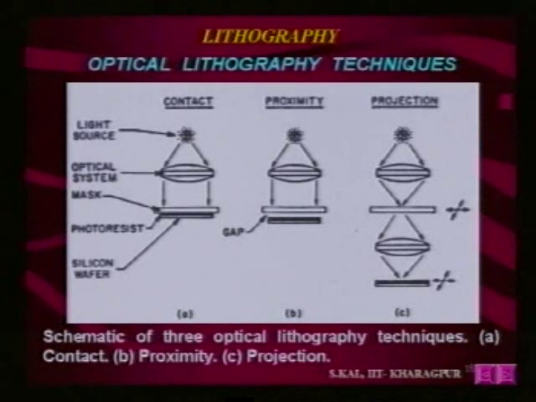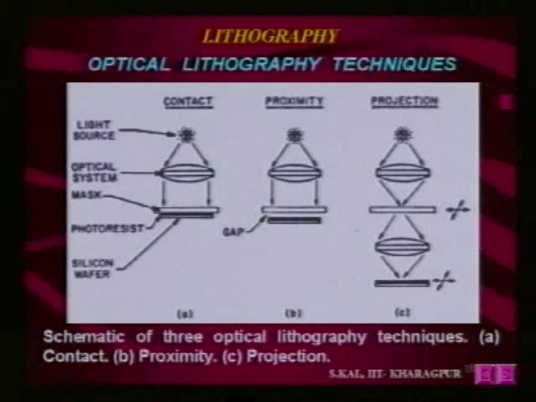All these techniques are available in different mask aligner machines. And a mask aligner machine, you know, is used for alignment of different layers on a silicon wafer. So the first one is the contact lithography technique, or contact printing technique. Let us discuss how in a contact printing technique the pattern is transferred from the mask level onto the photoresist coated wafer.